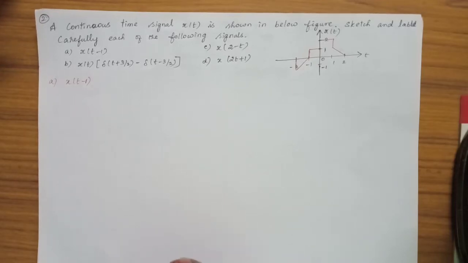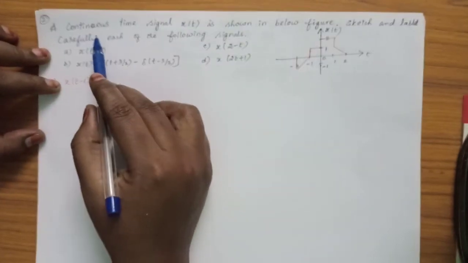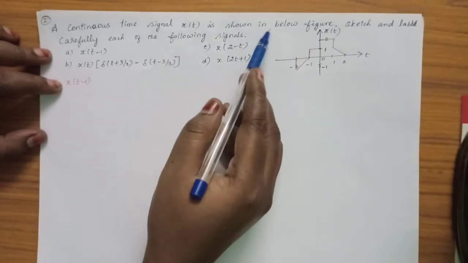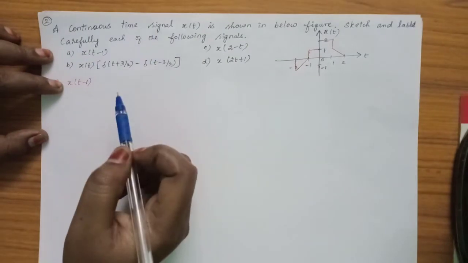Good morning students. So in this session we are going to see another example for basic operations on signals. Okay. So let's take this question. A continuous time signal x of t is shown in below figure. Sketch and label carefully each of the following signals.